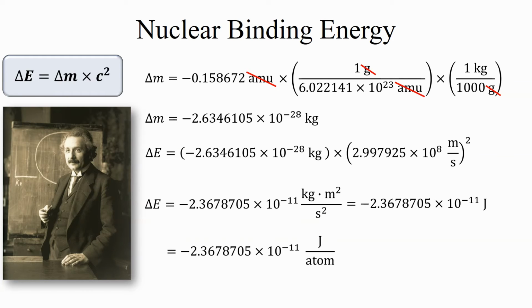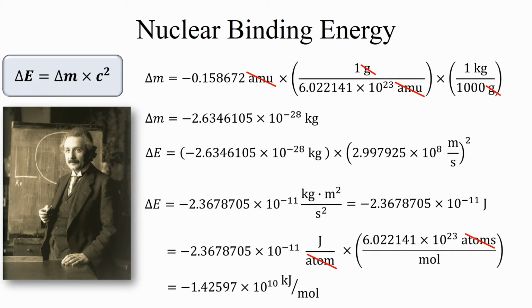Now, if we want to know how much energy we get out from a whole mole of fluorine-19 atoms, we just multiply this times Avogadro's number. And now we start getting into some serious energy. This is about 14 terajoules per mole. And again, this is negative, so this is exothermic. So we're talking about some pretty serious energy here.